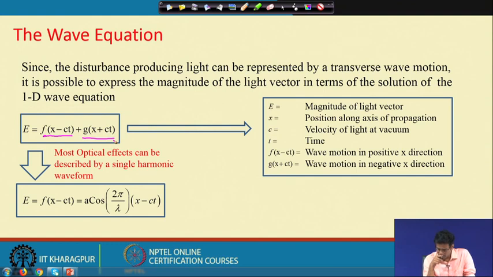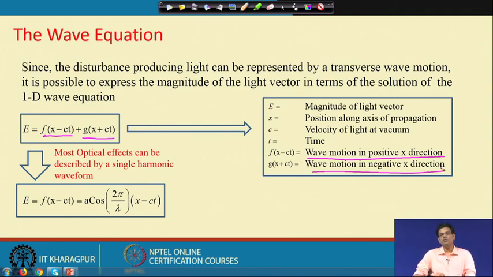Sometimes it is called wave motion in the positive x direction and wave motion in the negative x direction. E is the light vector, x is the position along the propagation, c is the velocity of light in vacuum, and t is the time.